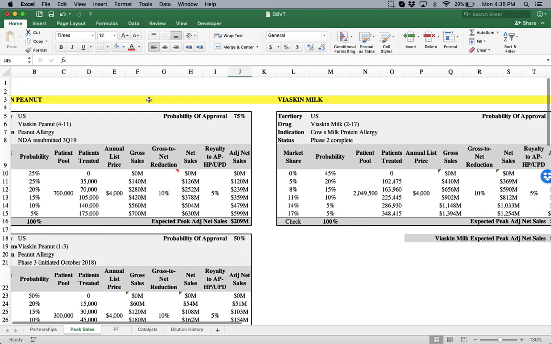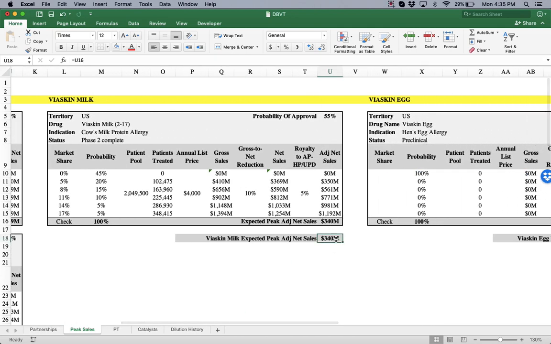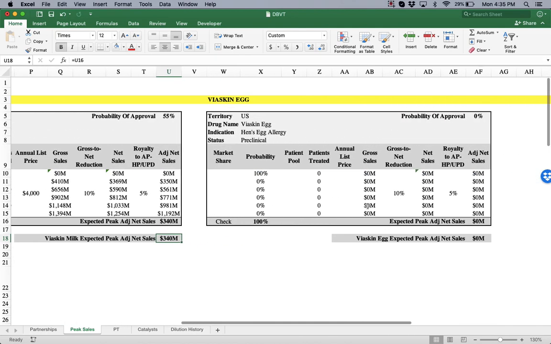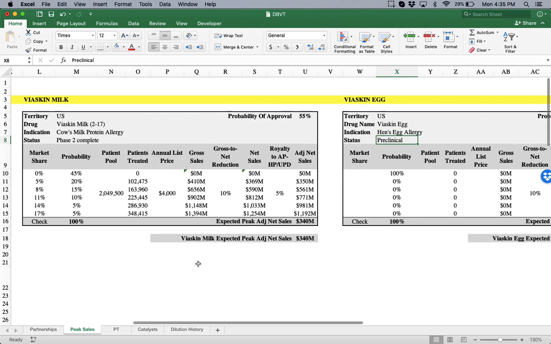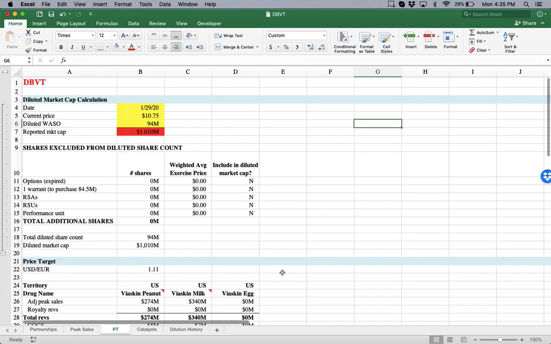And you would do the same procedure for the company's other indications. They're looking into a treatment for milk allergy. Here's our estimate for that. And then they are looking into a treatment for egg allergy. This one is still in the preclinical phase, so we're not going to value this one. And so once you're done with this, then the next tab is our price target tab.